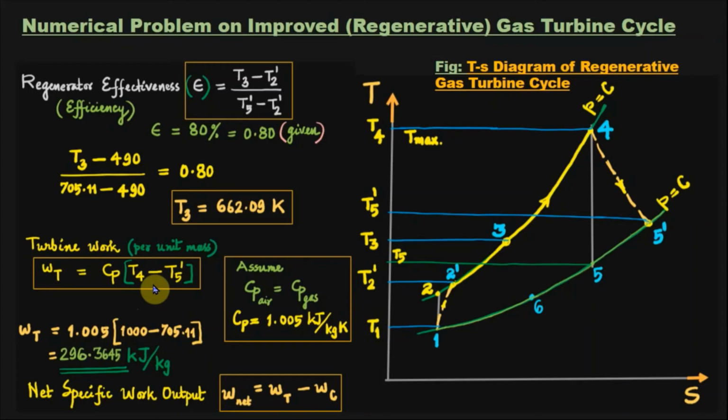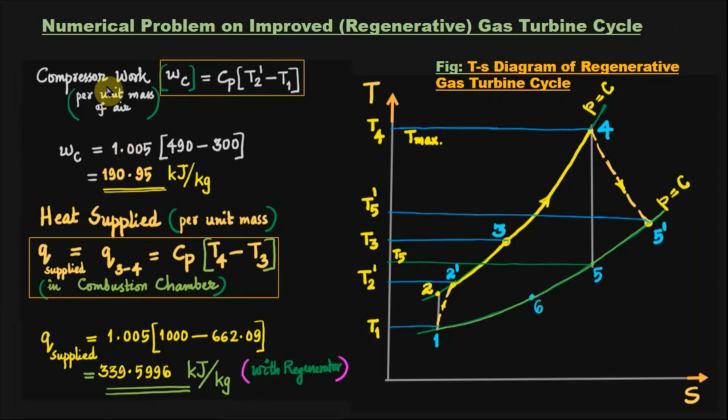Turbine work is Cp into (T4 - T5 dash), where Cp is 1.005 kilojoule per kilogram Kelvin, T4 is 1000 Kelvin, and T5 dash is 705.11. If you substitute, you will get the specific work output from the turbine as 296.3645 kilojoule per kilogram. So what is the net specific work output? W net is W turbine minus W compressor. Turbine work minus compressor work is equal to the specific work output from the cycle.